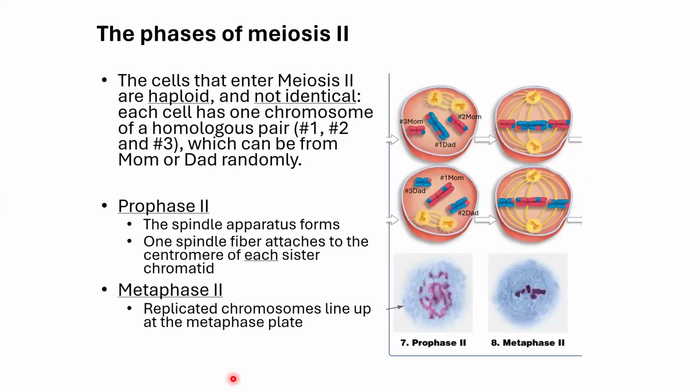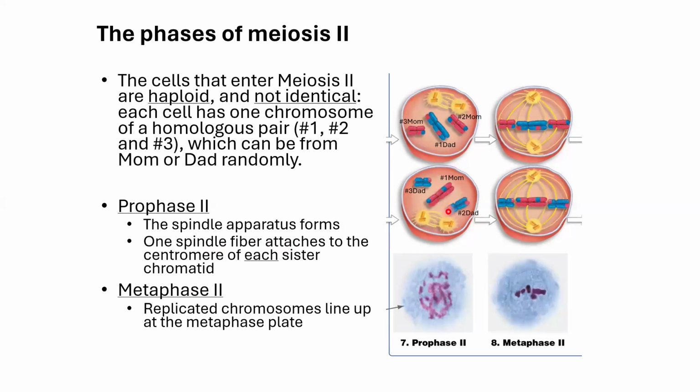Now it goes into what is called meiosis 2. The cells entering meiosis 2 are haploid, so half the amount of DNA, and it is not identical. Each cell has a chromosome, basically a homologous pair, which can be from mom or dad in any random order. With meiosis 2, it goes directly into prophase. There is no DNA replication happening. The spindle apparatus gets formed like this.